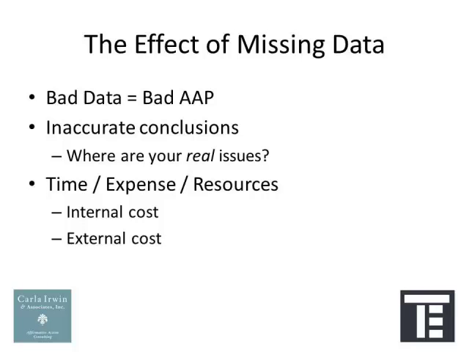The other issue is the time and expense and resources, and we talked a lot about this last week, so we'll just go through it quickly today. Missing and or incorrect data is very, very time-consuming and expensive to fix. And as we said, there's an internal cost and there's an external cost. It takes time and effort to fill in those gaps. It can delay the results. It can tie up your people.